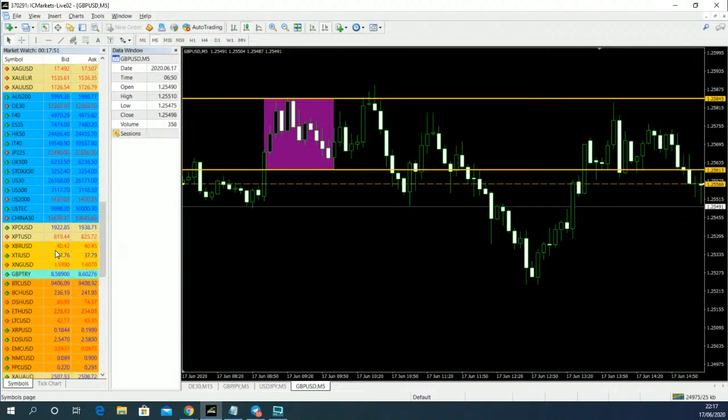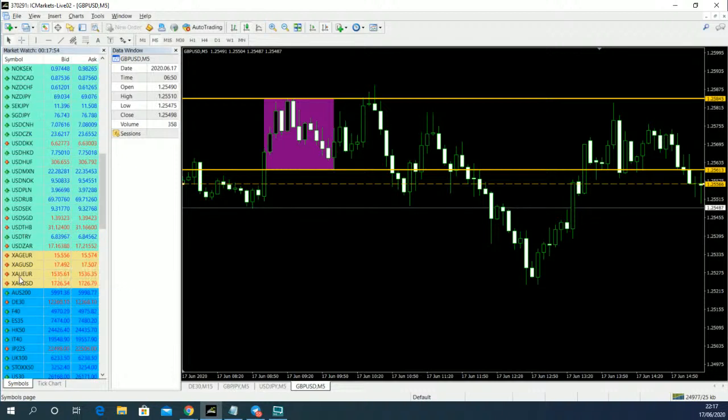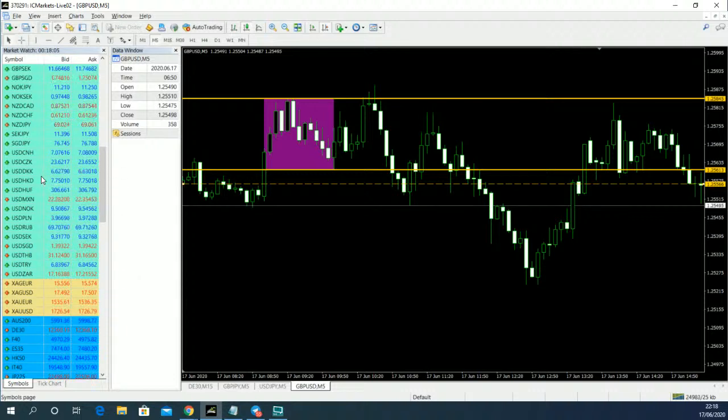In fact, not only that, they've tried it on metals. We're talking of XAU USD, gold, silver. They've tested it on those, and even exotic currency pairs, and it works.